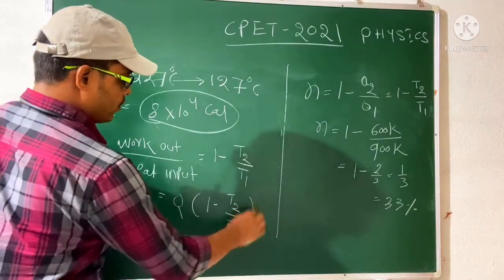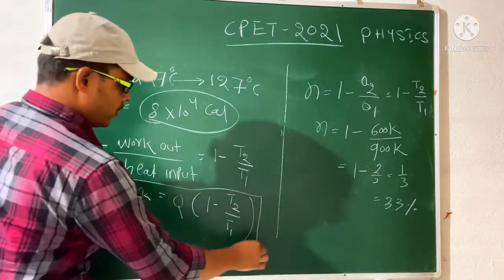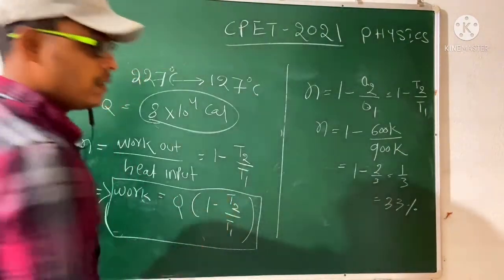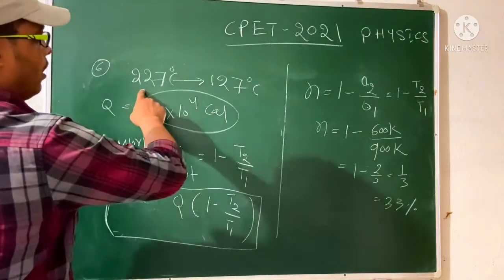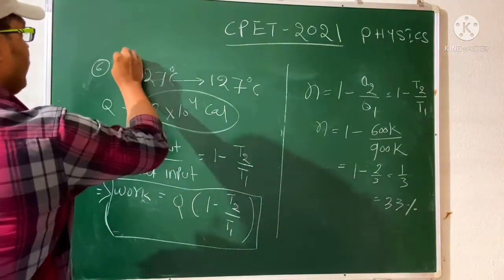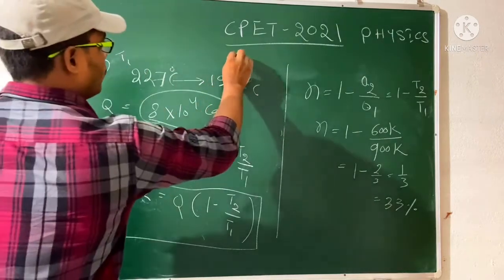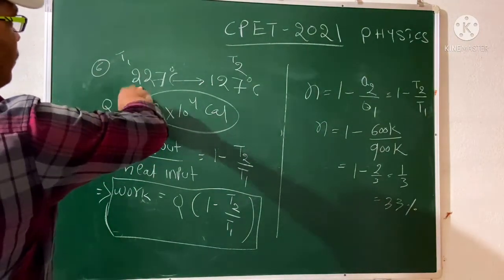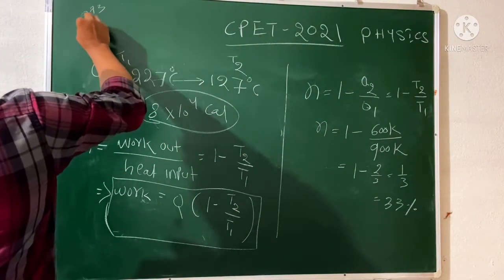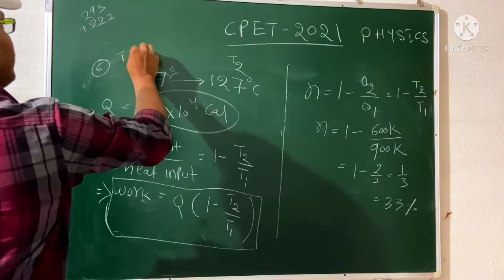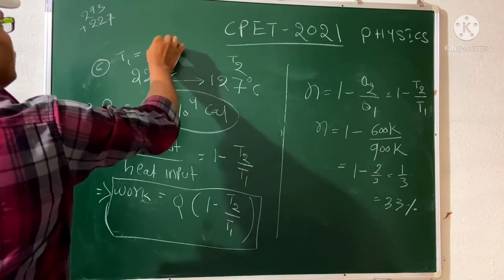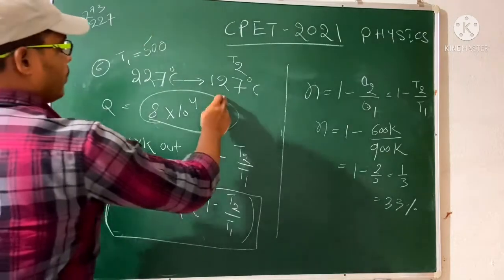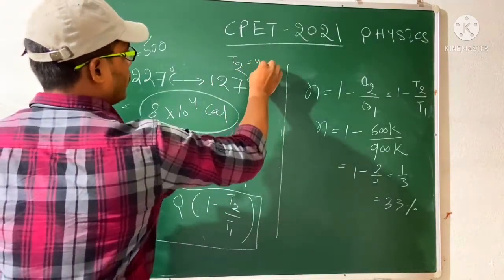So this is the formula for our question. What is the work done? Work done equals Q input into efficiency. This one is our T1 and this one is our T2, but you have to convert to Kelvin. What is 227? You just add 273 plus 227, so your T1 will be 500, and T2 will be 400.